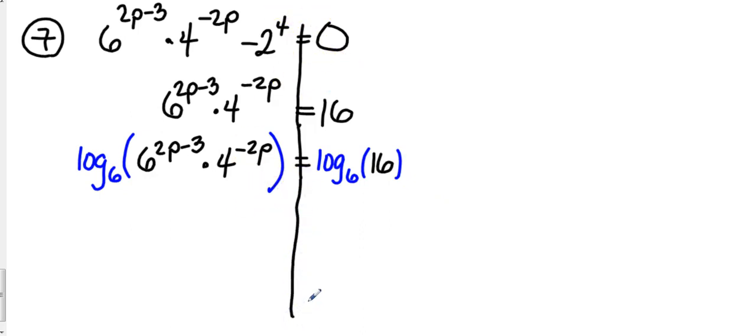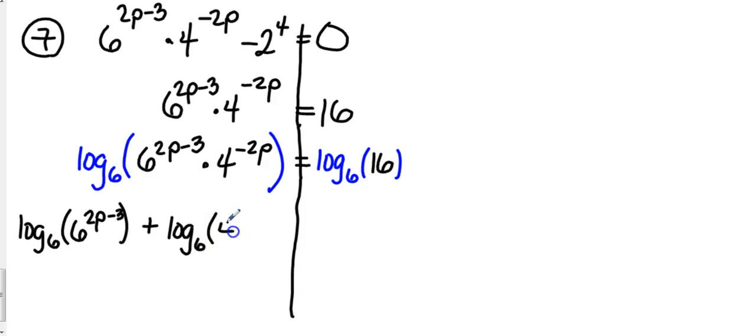Using our expanding properties, multiplication becomes what operation? Hoping we're all saying addition. So when I break this up, it's going to be log base 6 of 6 to the 2p minus 3 plus log base 6 of 4 to the negative 2p. This is where it's really important that the exponents really look like exponents. So for example, right here, I kind of made that a little bigger than I wanted, so I'm going to back it up and make sure it stays super small. And then log base 6 of 16 will stay.